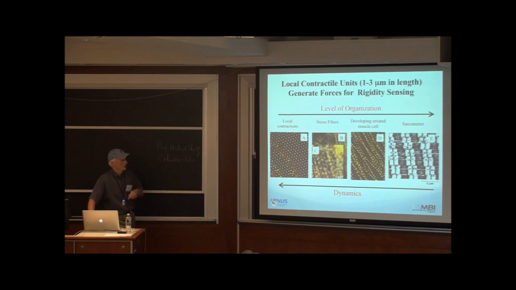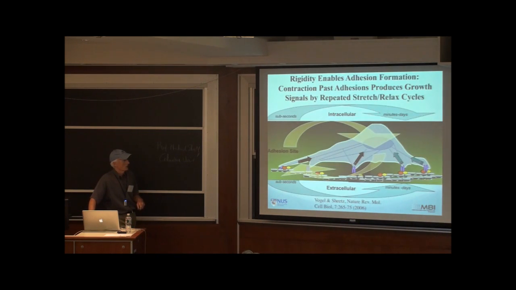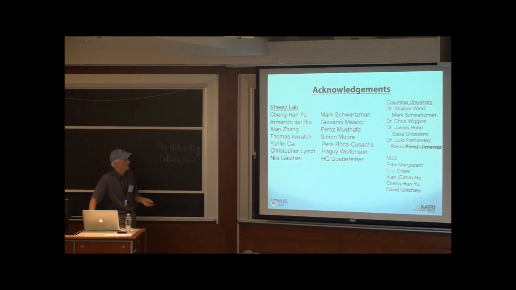And I wanted to re-emphasize again that local contractile units, 1 to 3 microns in length, analogous to sarcomeres, appear to be important not only for developing muscle, stress fibers, but also for sensing rigidity at the leading edge of the cell, and that those can then generate signals going to the nucleus dependent upon the matrix environment that the cell is in and the rigidity of that.